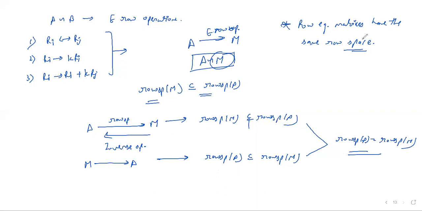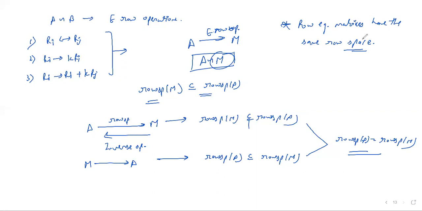Or you can say that I have two matrices A and B which are in row reduced echelon form. Why am I teaching this concept now? Because to find the row space, we cannot find the row space of any matrix simply. We have to reduce it to the echelon form.